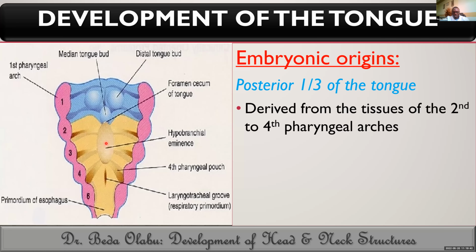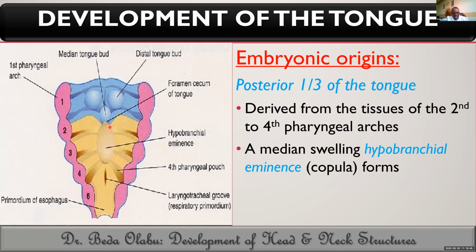That structure that formed there, that swelling that led to formation of the posterior 1/3 of the tongue, is known as the copula or the hypobranchial eminence. So the hypobranchial eminence is derived from the tissues of the second, third, and fourth arches. But remember what I mentioned, predominantly the third one, and to some extent the fourth one. The second one contributes very little to the hypobranchial eminence. And that is why we can say with a lot of confidence that the posterior 1/3 of the tongue is predominantly derived from the tissues of the third pharyngeal arch.